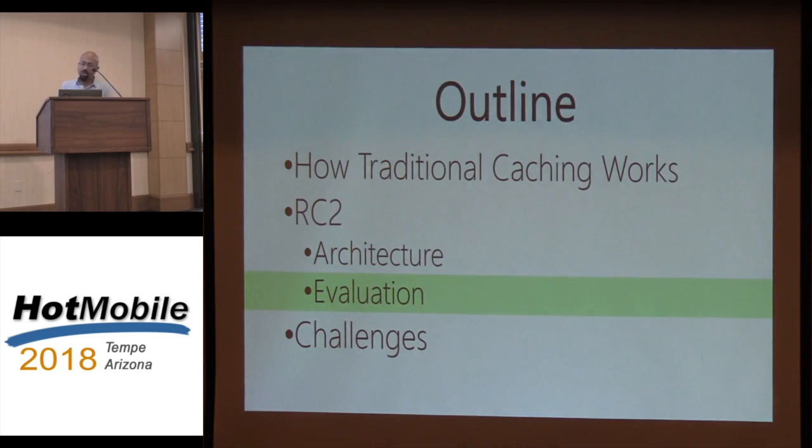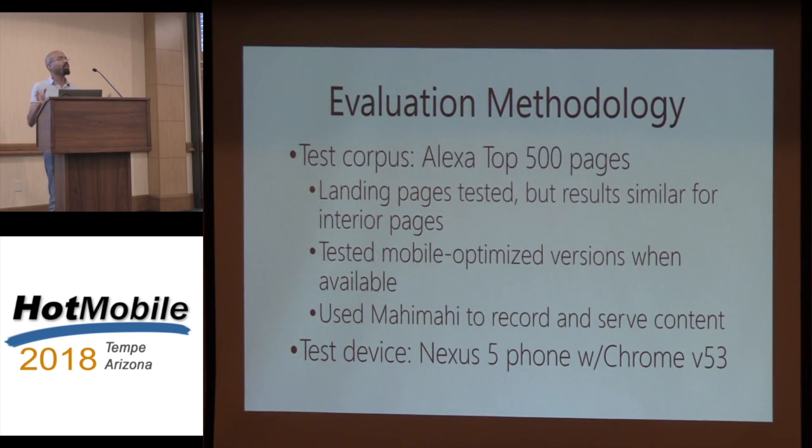So, at this point, I will now give you a few slides of evaluation for the RC2 prototype that we built. Our test corpus consisted of the top 500 most popular websites in the world. The results I'll show you today actually looked at landing pages, but we got similar results for interior pages as well. When possible, we use the mobile optimized version of all these sites. To record the page content and later replay it to the proxy, we use the Mahi tool, and our test device was a Nexus 5 running Chrome.